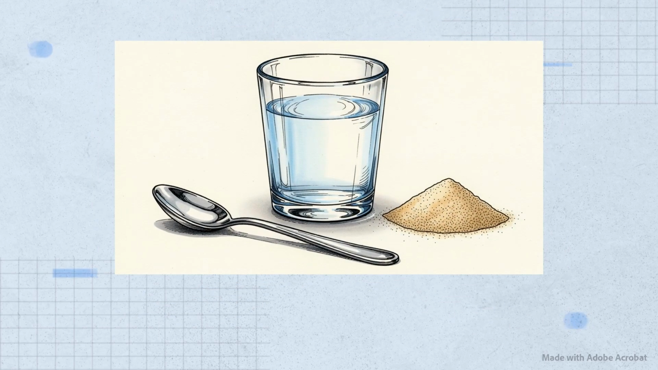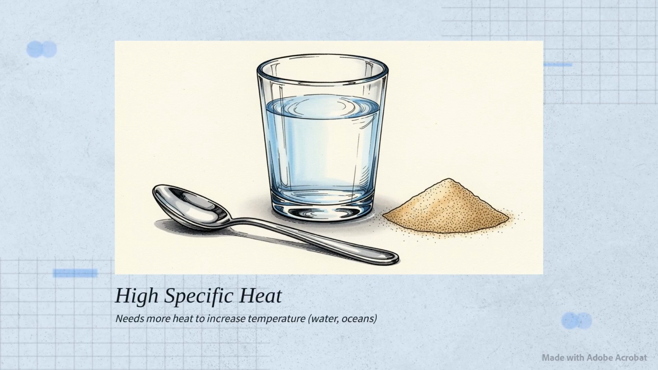Let's compare what happens when a material has high versus low specific heat capacity. High specific heat means a material needs more heat to increase its temperature, as seen in water and oceans. Low specific heat means a material heats up quickly with less energy, like metals and sand.